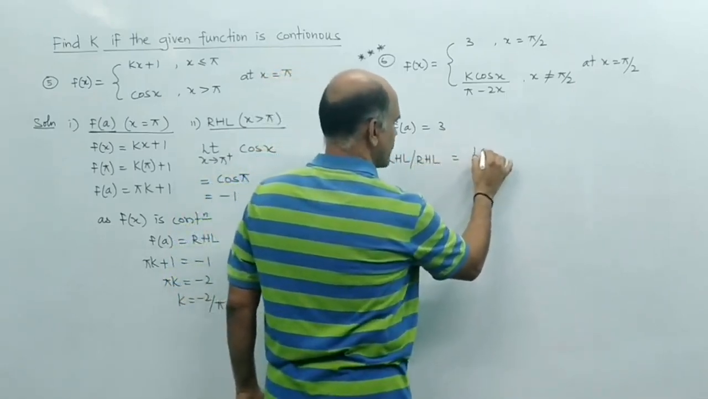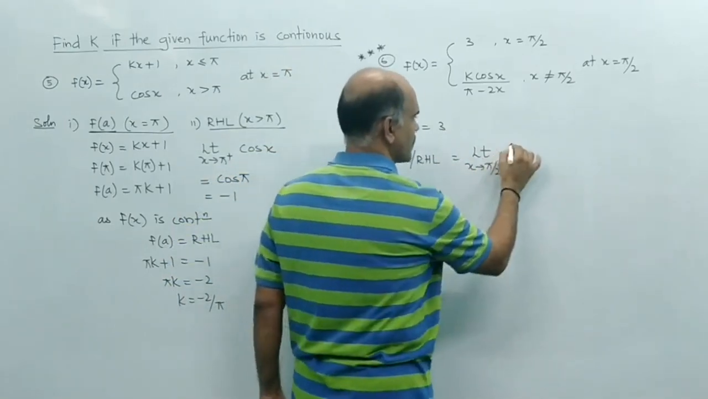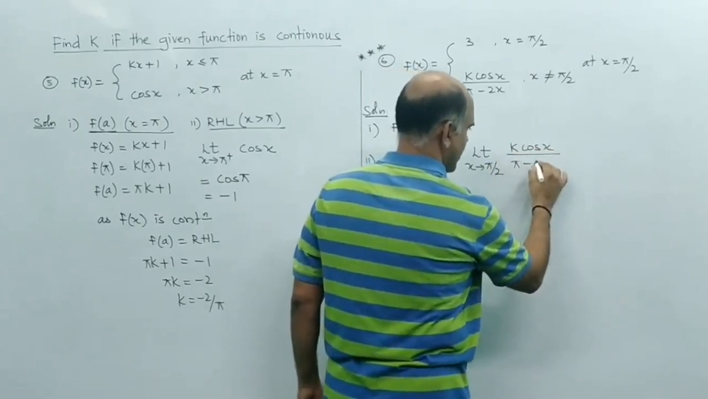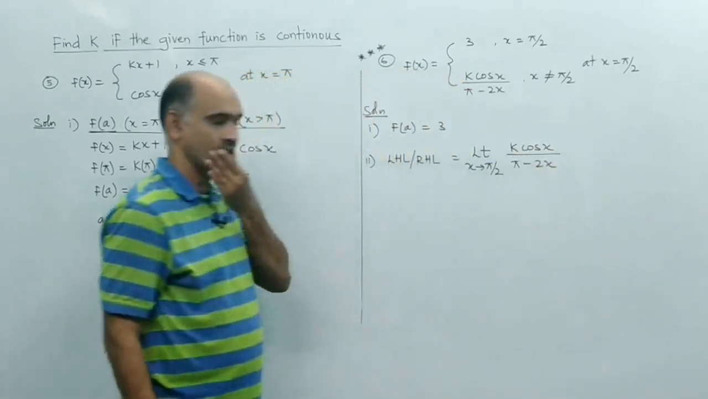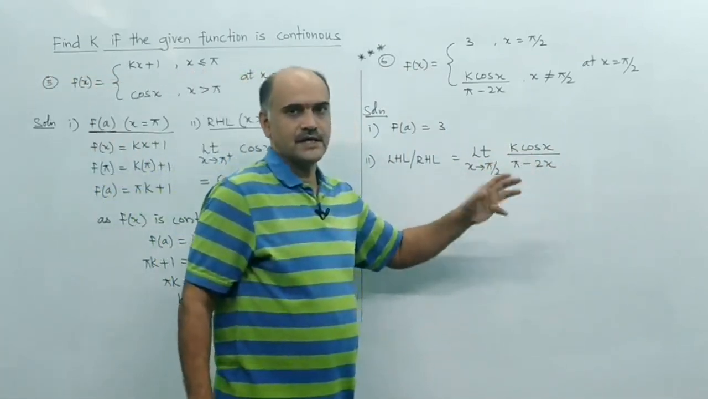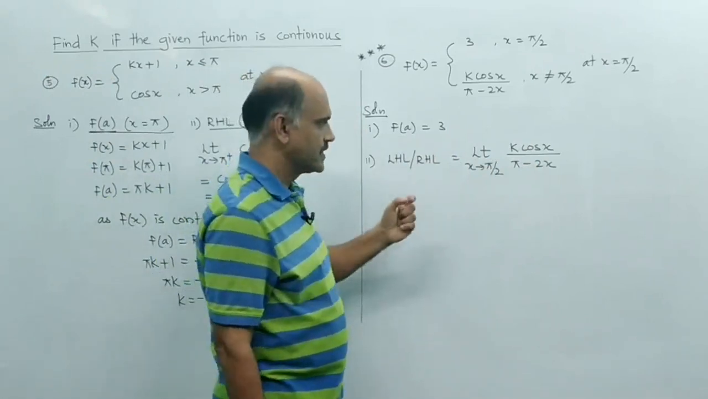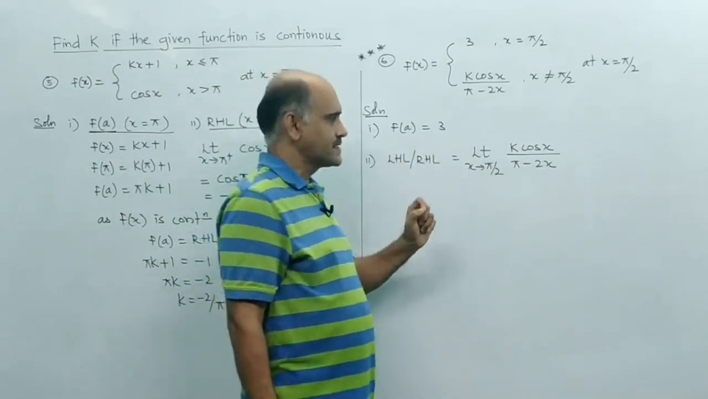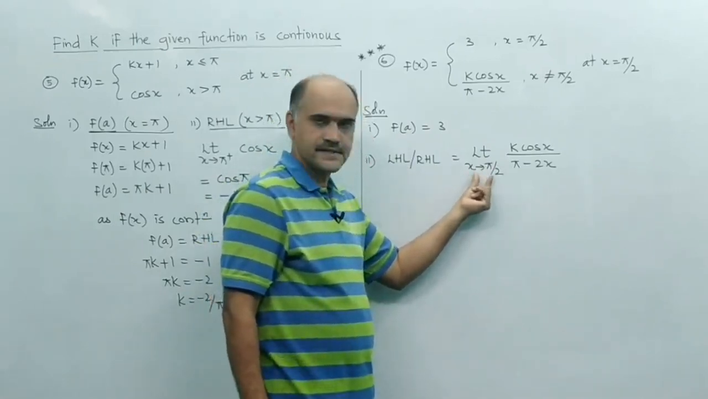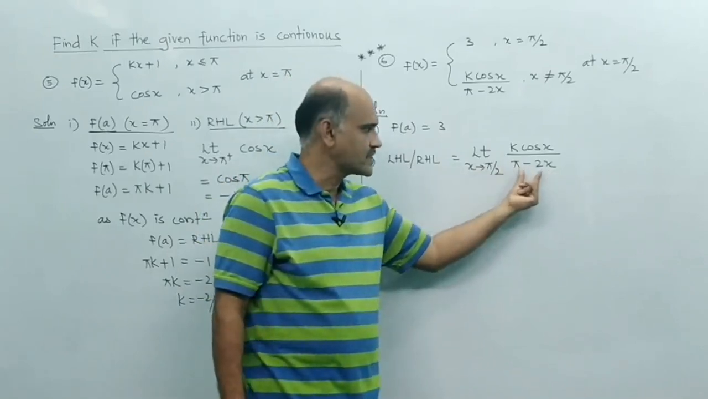So the limit is x tends to pi by 2 of k cos x divided by pi minus 2x. Now if you substitute pi by 2 and check, you will get 0 by 0. To recognize this type of problem, always whatever is here, its subtraction will be over here, or a difference of this.